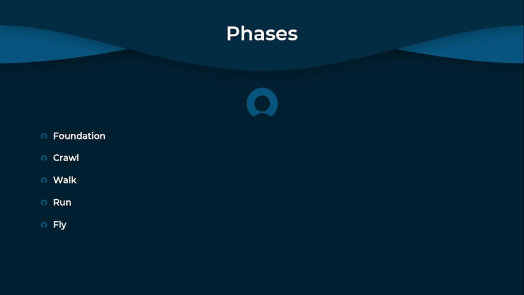Then fly. The fly phase represents the pinnacle of CSTM maturity where organizations excel in harnessing the full potential of the framework to drive innovation and business value. Organizations leverage CSTM to optimize IT operations, support digital transformation initiatives, and deliver exceptional customer experience. They are proactive in anticipating future IT needs and are recognized as leaders in ITSM within their industry.